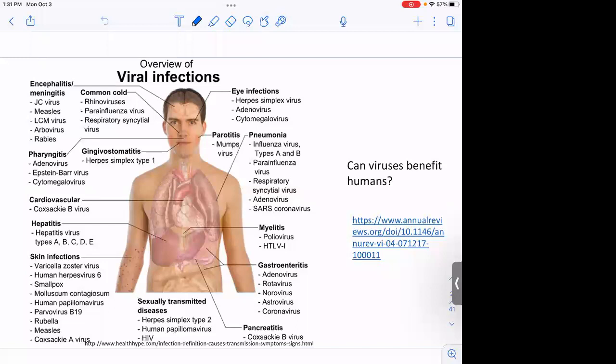This graphic is old enough that it doesn't have COVID-19 on it. I don't even think it has Ebola on it, so it's not all encompassing. But there are a lot of different ways that viruses can make us miserable. So that begs the question: why are there viruses? Can they benefit us in any way?